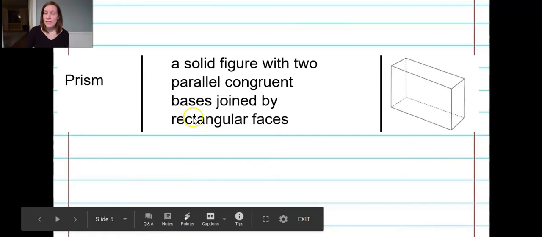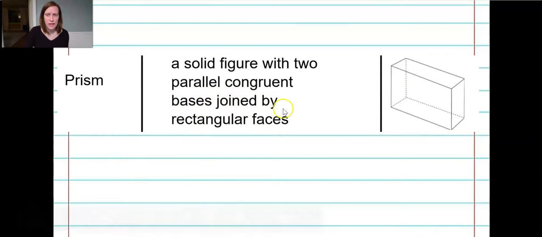A prism is a solid figure with two parallel congruent bases joined by rectangular faces. So, in this example right here, this is a rectangular prism. It's got two rectangles as bases, and they are connected by rectangles. This parallel congruent, what that means is that our two bases are the exact same size and shape.